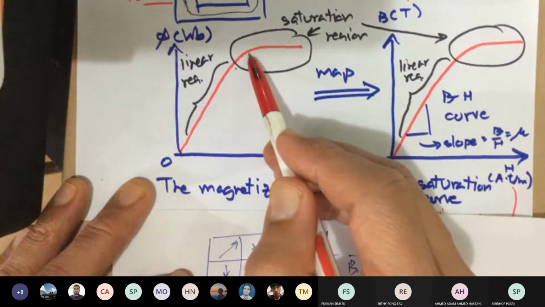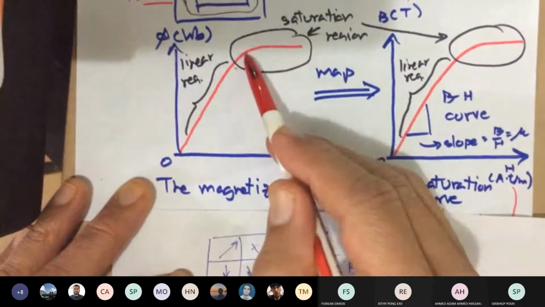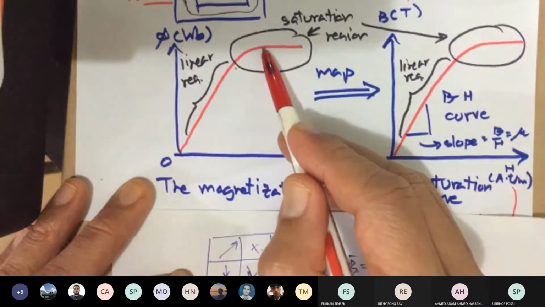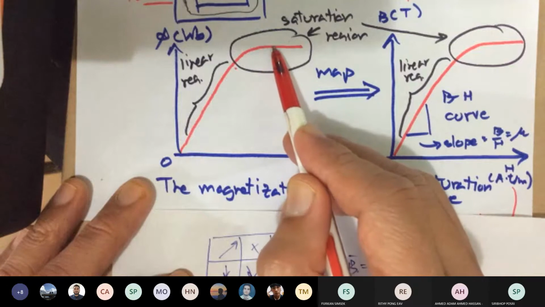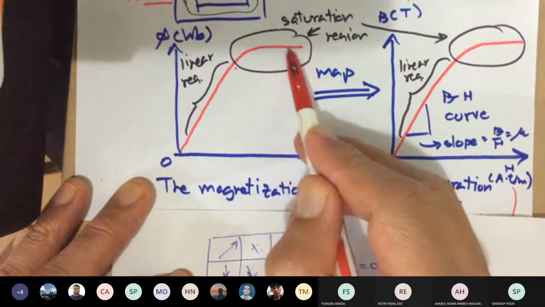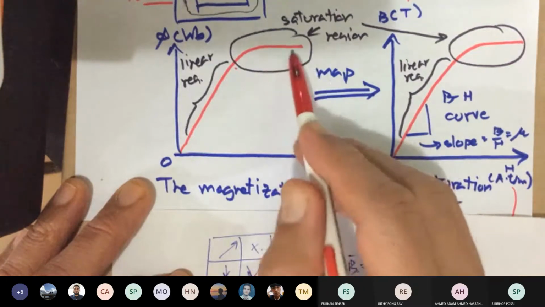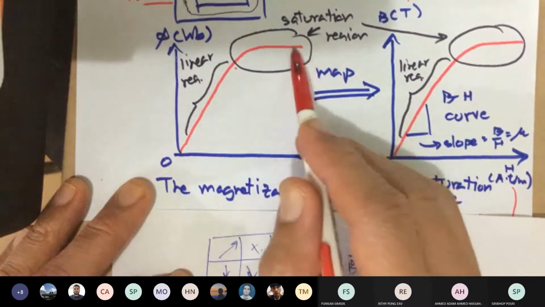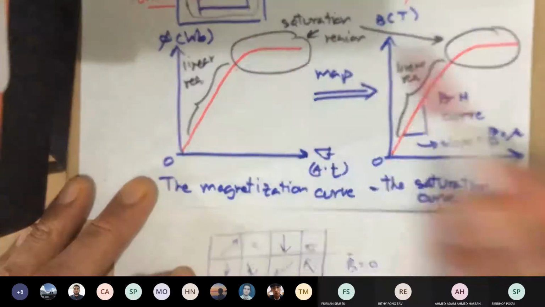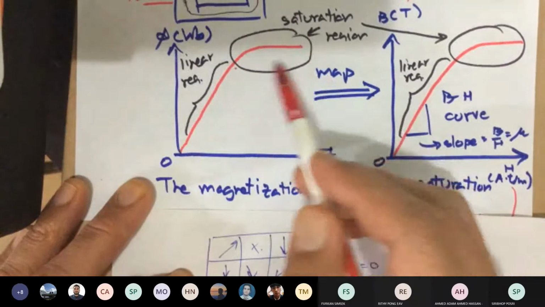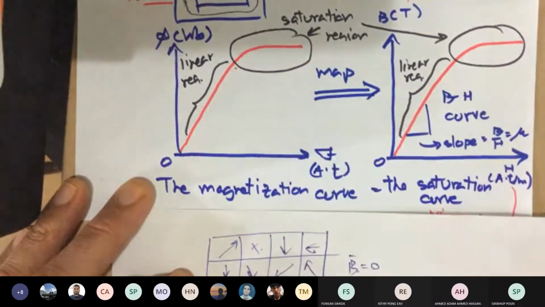Inject even more current, and your phi goes up a little bit. Now even higher, and it starts to stay flat, no more increasing. If we do this for a longer period of time, it will be just constant. We call this the saturation region.